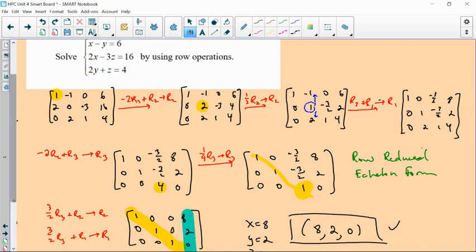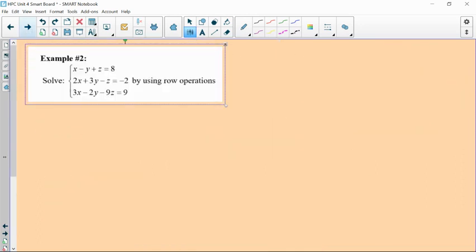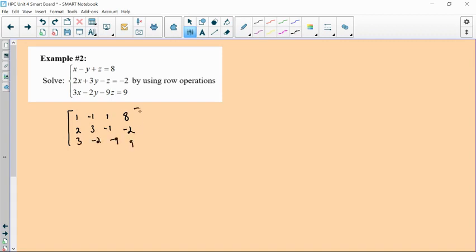Okay, now let's also look at example 2 together as well. So again, thinking about taking this and first writing it as an augmented matrix. So 1, negative 1, 1, 8. And then 2, 3, negative 1, negative 2, and then 3, negative 2, negative 9, and 9.